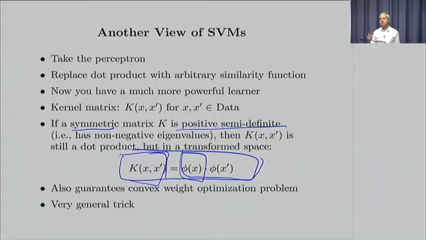So when somebody develops a new kernel, the first thing they have to do is prove that it is indeed a kernel. In some cases, that proof is actually not trivial. But then once it is a kernel, then suddenly you have all this machinery working for you.